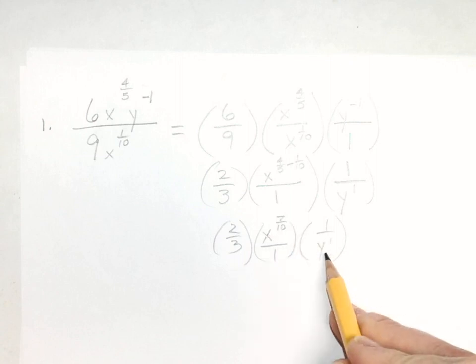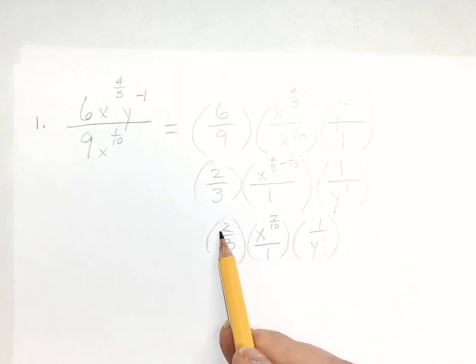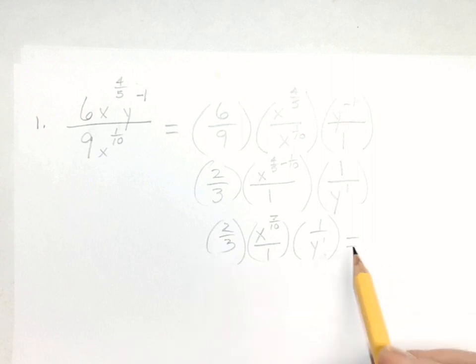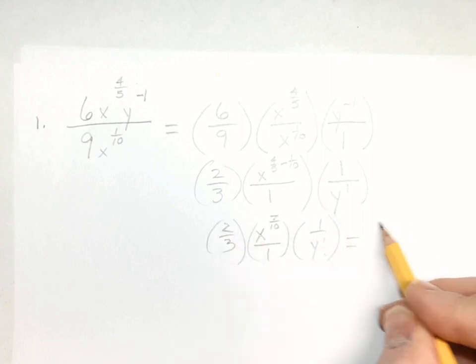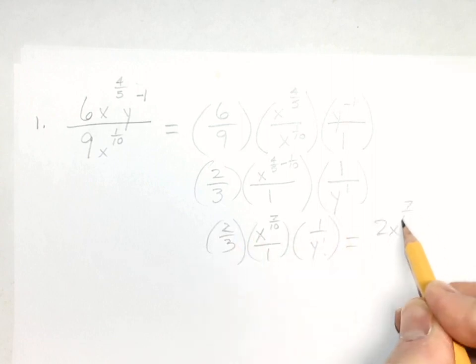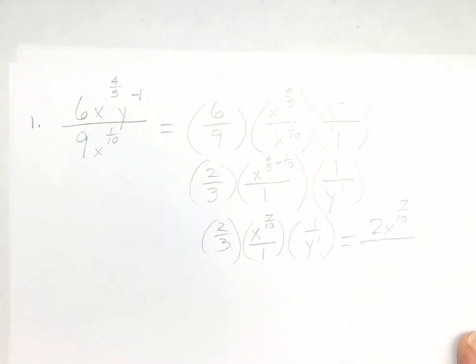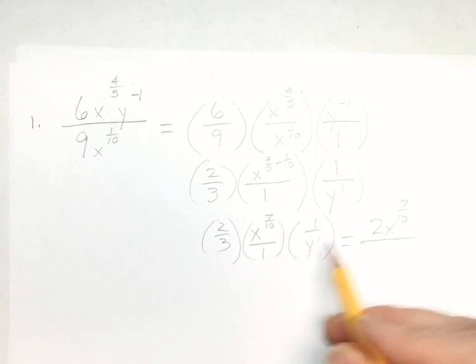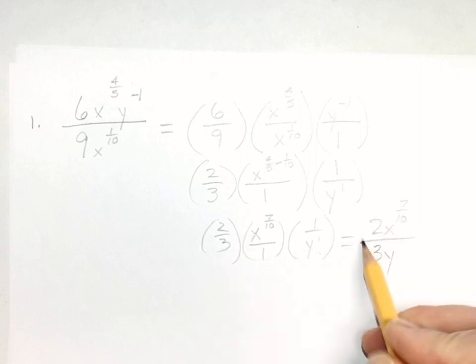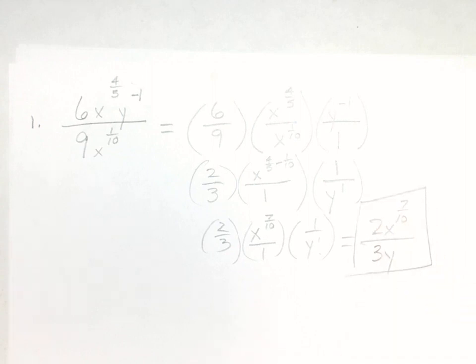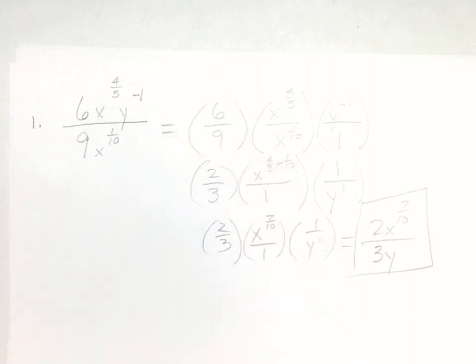Okay, my bases are written once, so now I'm just going to multiply the tops just like I did in middle school. Tops times tops. 2 times x to the 7/10 times 1 will stay 2 times x to the 7/10. In the denominators, 3 times 1 is 3. 3 times y to the first is simply 3y. There's my simplified answer.